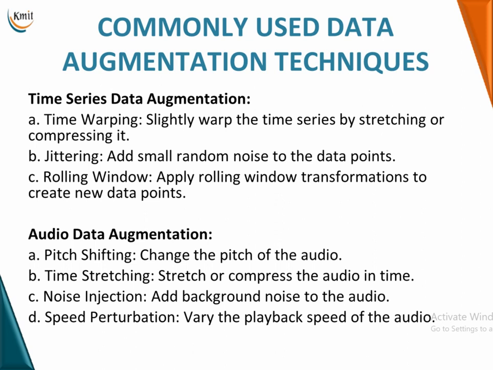Suppose you have time series data, then you can go for time warping by compressing or stretching it. You can add some random noise to your data, which is called jittering. You can apply rolling window transformation to create new data points. If you're working with audio data, then to avoid overfitting and achieve augmentation, you can go for pitch shifting, wherein you can change the pitch of a particular voice inside that audio file. You can go for time stretching, noise injection, speed perturbation, wherein you can change the speed of playback of the particular audio file that you are using. So these are the ways where you can increase your audio data.